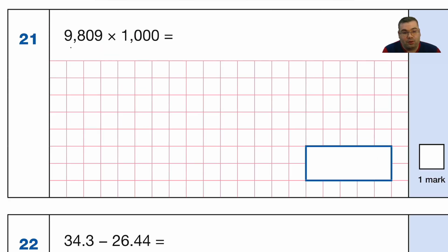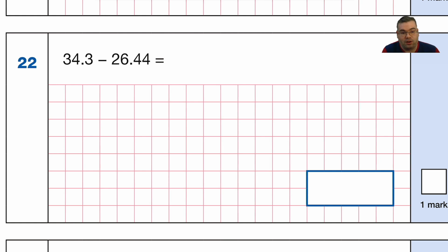So this is the next question. 9809 times 1000. We know that any number multiplied by 1 is the number itself. So 9809 times 1 is 9809. And because you are multiplying with 1000, there are 3 zeros. So just put 3 zeros at the end. So this is your answer.